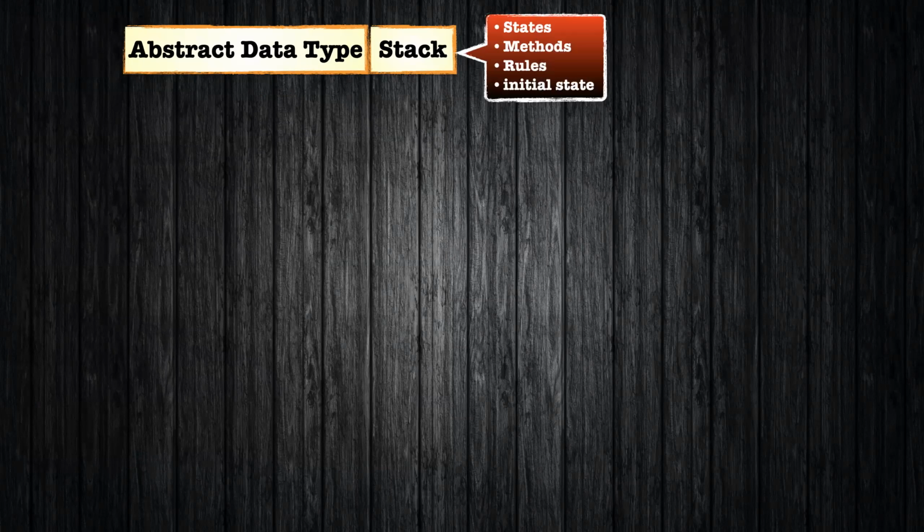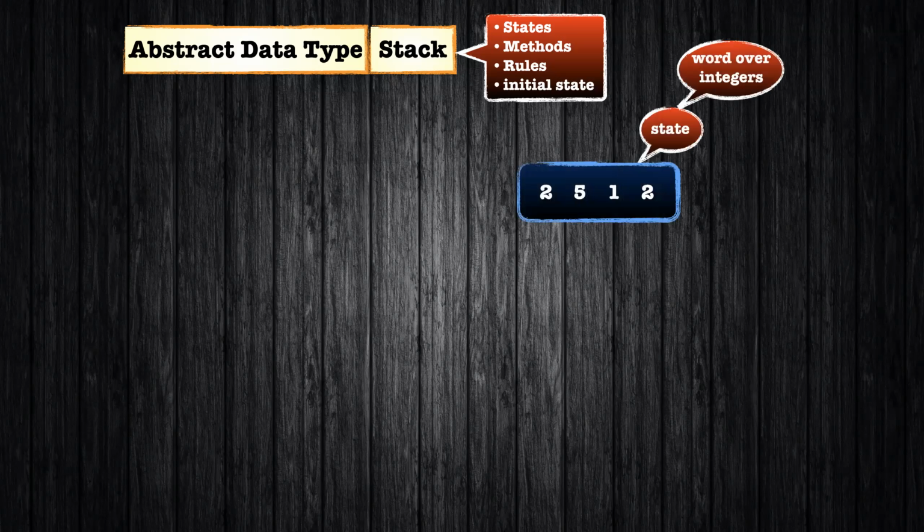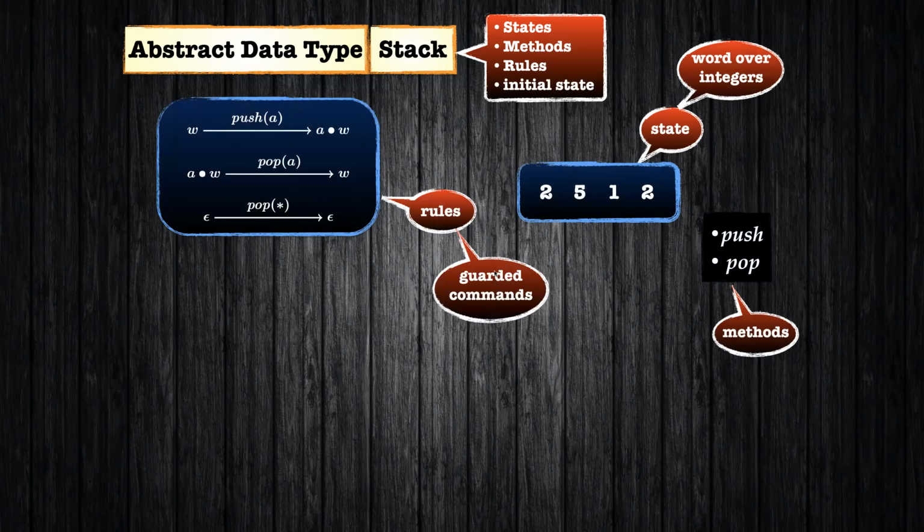Now, just to show you such an instantiation of the framework for stacks and queues, I will show two classical algorithms. One is the Treiber stack algorithm, which implements the abstract data type stack. Let's just recall the abstract data type stack very briefly. We said that a state is a word over integers. We have two methods, push and pop, and these are the rules.